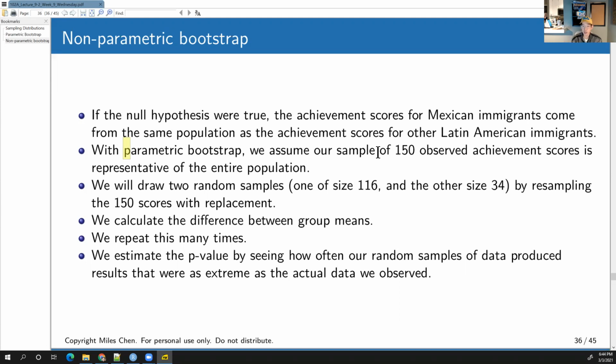And to simulate our sampling distribution, we're going to draw two random samples, one of size 116, the other of size 34, by resampling the 150 scores with replacement. Okay, and we're going to do this over and over again. Each time we're going to calculate the difference between the group means. We're going to do this a bunch of times.